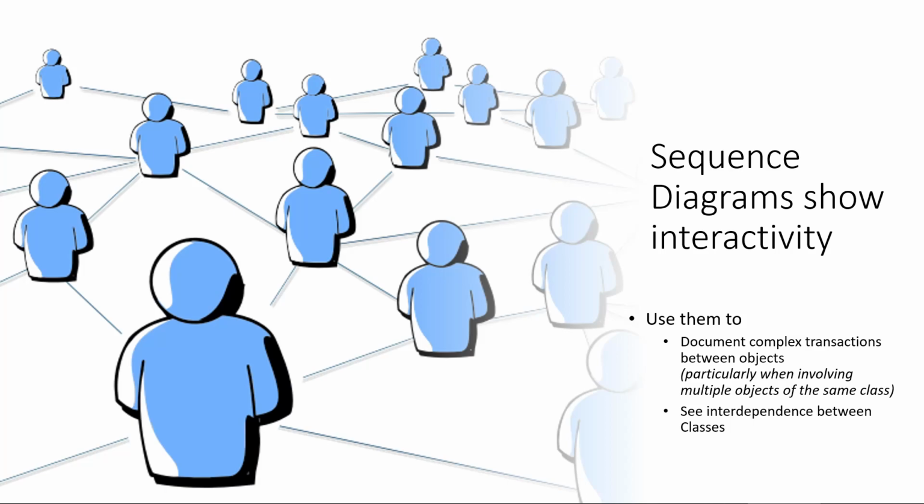Because it really shows the interdependency between classes. It shows how they can work together or why they have relationships or why two classes that don't keep track of each other might interact so much. And so it's a really useful tool for showing your code in action.